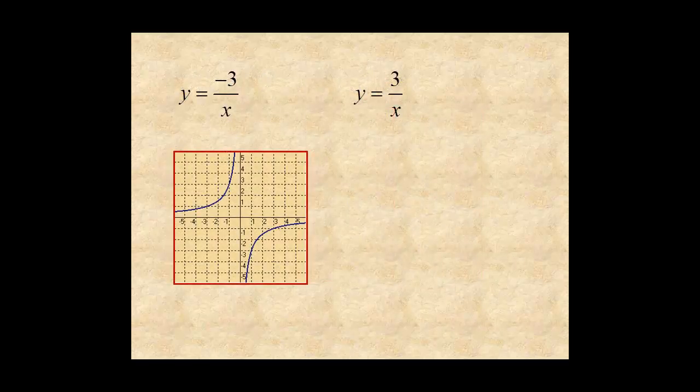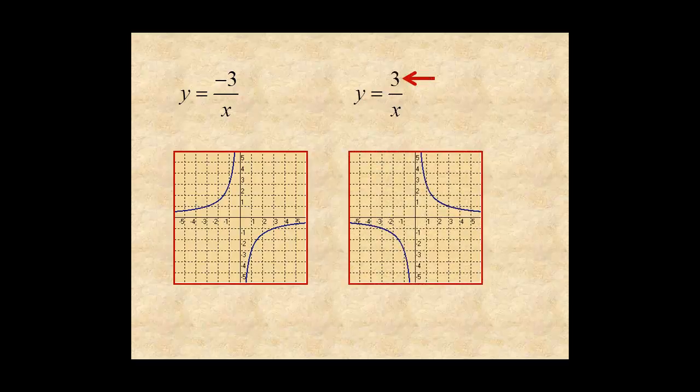Here are some variations of the function. If the constant in the numerator is changed from -3 to +3, the graph is vertically reflected. For example, notice this branch of the graph is flipped over and is now in the first quadrant.